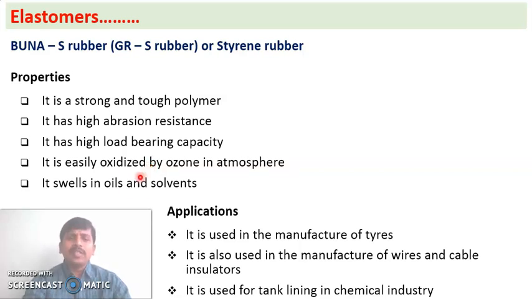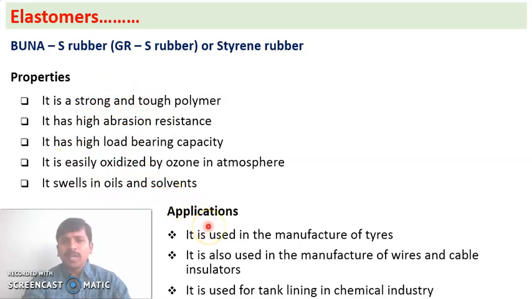Another property is that it swells in oils and solvents. When Buna rubber articles come in contact with oils, they simply swell. They will absorb the oil and they will bulge. The same is the case with solvents also. When it comes in contact with solvents, Buna rubber swells. So these are some properties of Buna rubber.